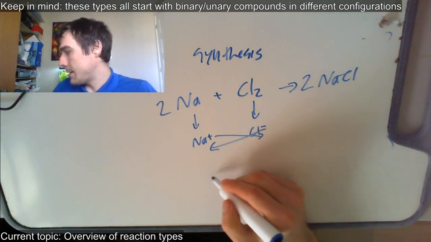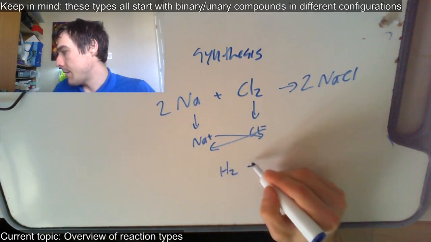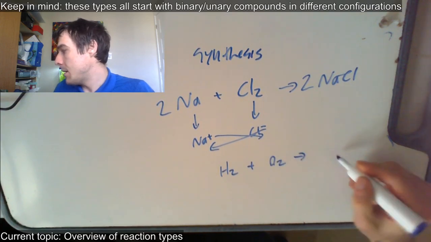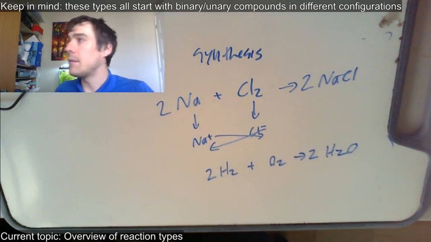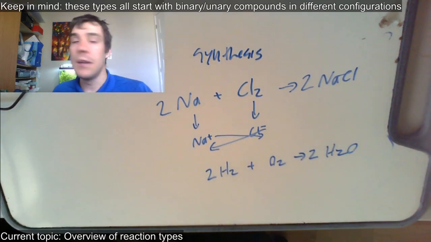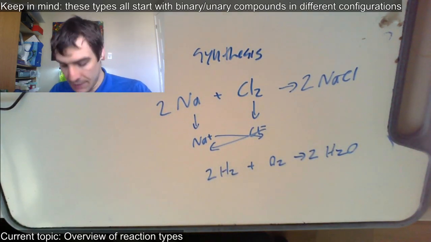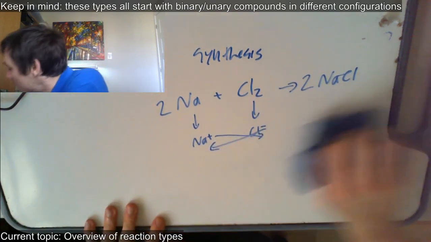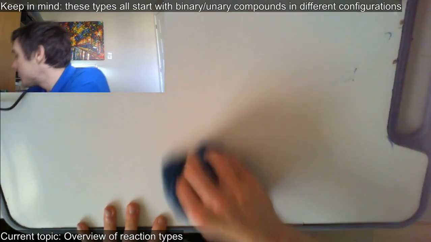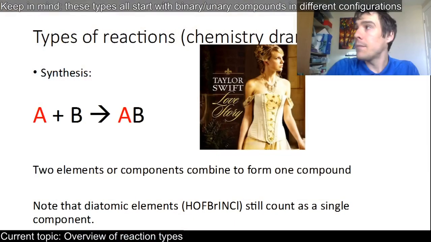We can also have synthesis between nonmetals, just like that H2 plus O2 reaction that I diagrammed earlier. That's a nonmetal and a nonmetal. We can't predict that one, except maybe with structures. You might be able to predict that one with structures. Okay, so that's synthesis. That's the first kind of reaction.